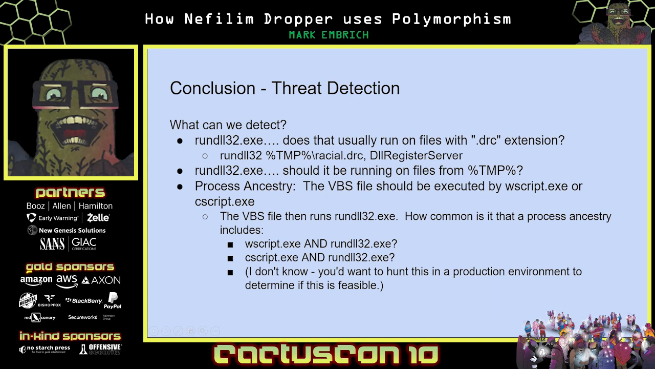Next, we'd like to review the process ancestry. A VBS file will probably be executed by WScript or CScript. Should WScript or CScript be running rundll32? I don't actually know how common this is. I'm guessing or hoping not very common.